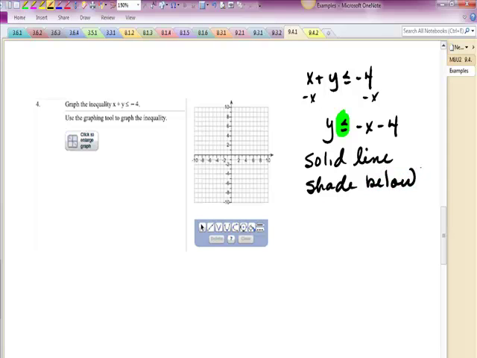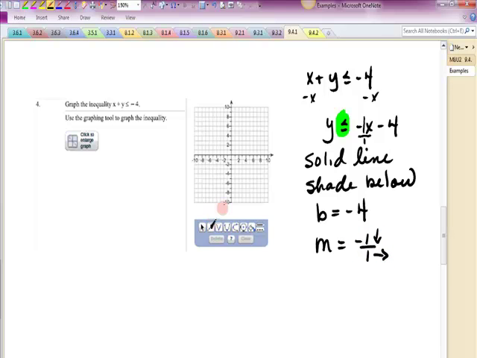Where will that boundary line be? Well, the y-intercept is at negative 4 on the y-axis. The slope, all right, it's right here. There's an implied negative 1, and it's over an implied 1. Negative 1 over 1, which means down 1, right 1.